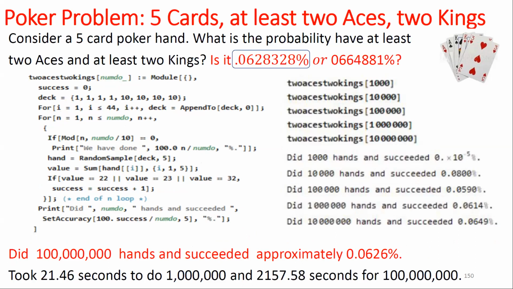And so it took 21.46 seconds to do a million, 2,157 seconds to do 100 million. It scales almost perfectly. And when we did 100 million, we got 0.0626, which is really close to the 0.0628. But the convergence here is so small, and the reason is the probabilities are so small, and they're so close to each other, it's hard for us to see the difference.